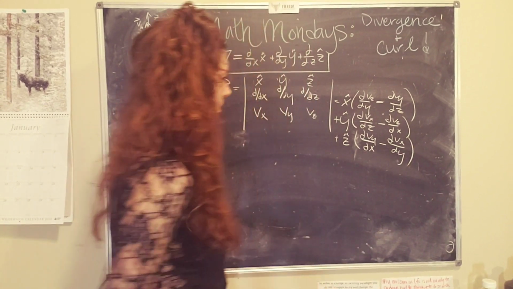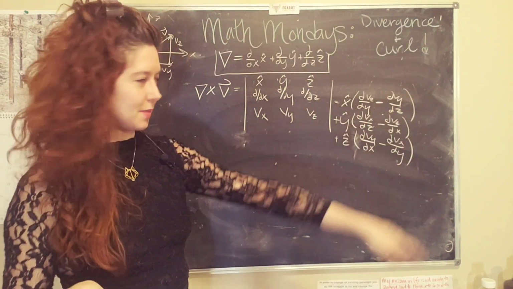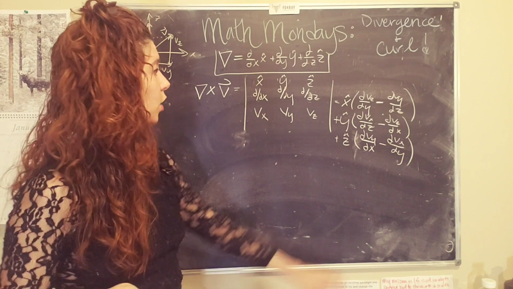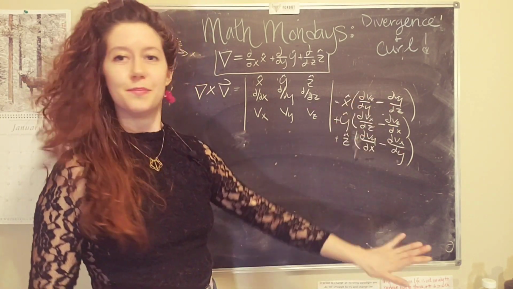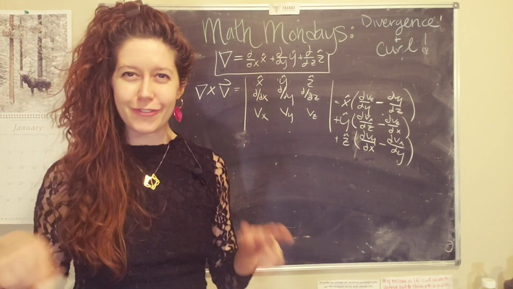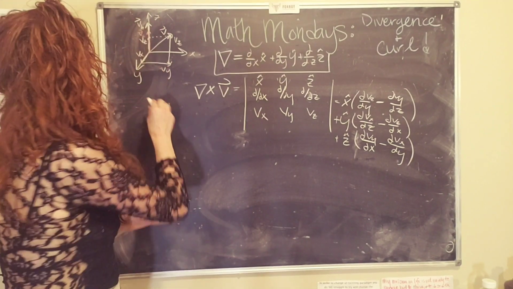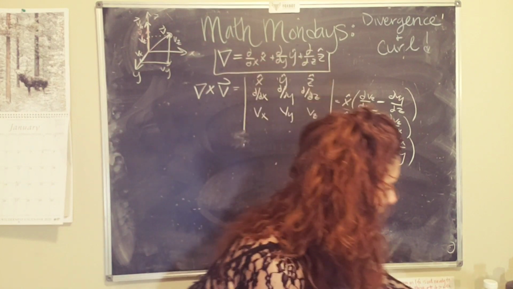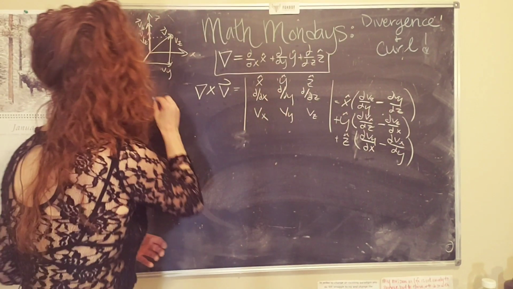Okay, boom. Whew. That's some serious cross-producting. Okay, but what I want you to take note of is that this is a vector. Boom. Magnitude and direction. Very cool. Okay, so this is known as the curl, and I'm going to get another color because I can.